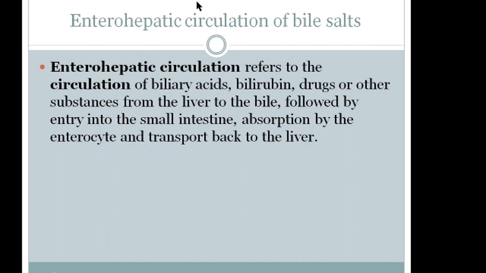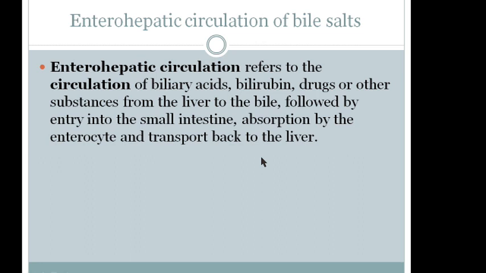What is the enterohepatic circulation of bile salts? This is the most important question. It is a frequently asked question in the exam. It refers to the circulation of the biliary acid, bilirubin, drugs and other substances from the liver to the bile, followed by entry into the small intestine, absorption by the enterocyte and transport back to the liver.